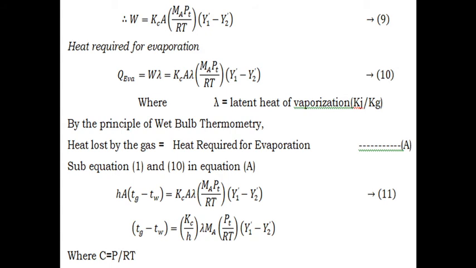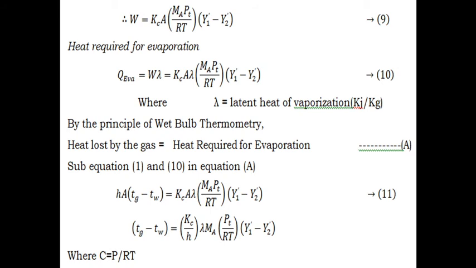This is the 9th expression. Heat required for evaporation, Q, is equal to W into lambda, the mass of the liquid evaporated per hour into the latent heat of vaporization. Here W is the 9th expression. Substituting, Q = Kc into A MAPT by RT into (y1' minus y2') into lambda. This is the 10th expression. Lambda is the latent heat of vaporization, in kilojoules per kg.